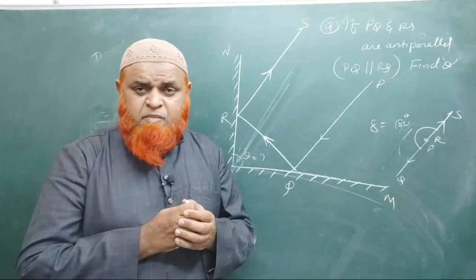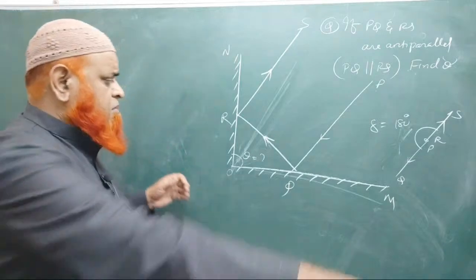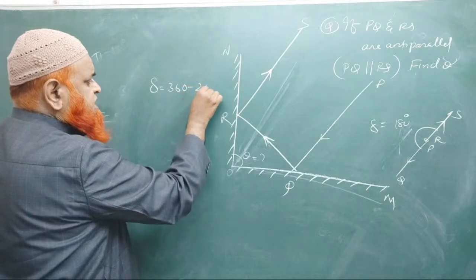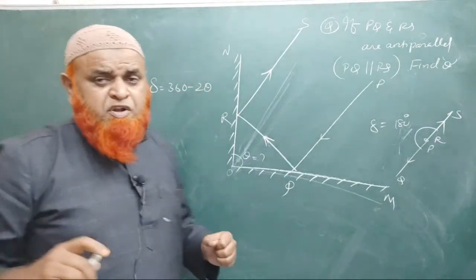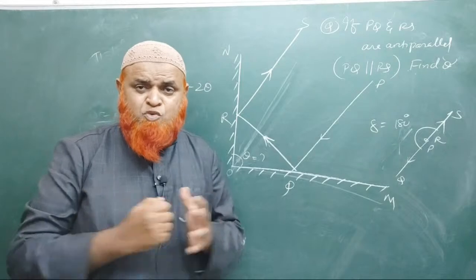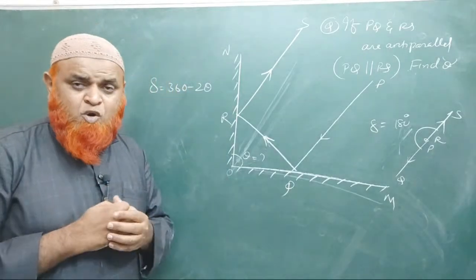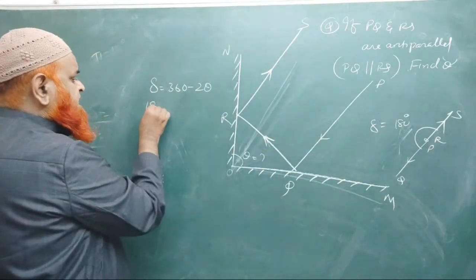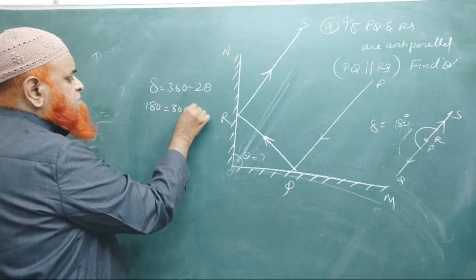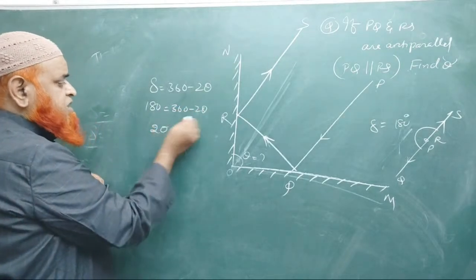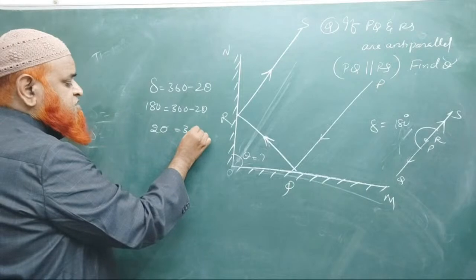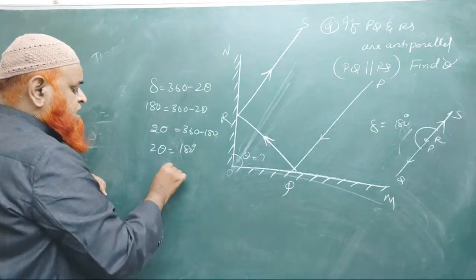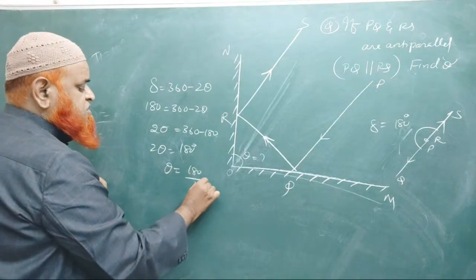I have given you a ready-made shortcut formula. What is that shortcut formula? I gave you that delta is equal to 360 minus 2 theta. Deviation is going to be equal to 360 minus 2 theta here. So I would like to find out what is theta if deviation is 180 degrees. So 180 is equal to 360 minus 2 theta. So 2 theta comes to left side, 360 minus 180. So 2 theta is equal to 180. Theta is equal to 180 by 2, which is equal to 90 degrees.